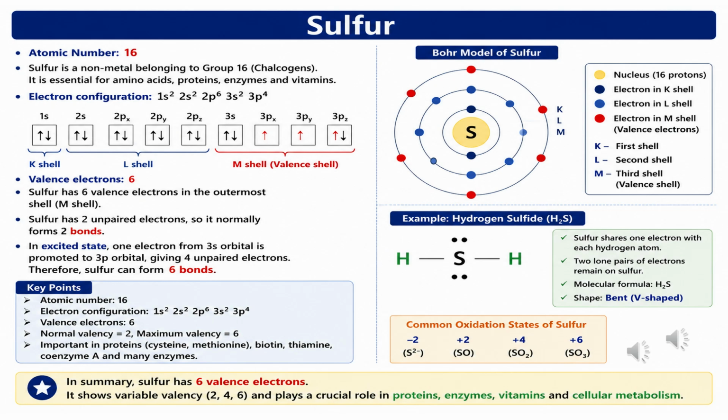Sulfur is an essential element in living organisms. It is found in the amino acids cysteine and methionine, which are important building blocks of proteins. Sulfur also helps stabilize protein structure by forming disulfide bonds, contributes to enzyme activity, and is involved in many metabolic reactions. Thus, sulfur plays a vital role in biochemistry and the proper functioning of cells.